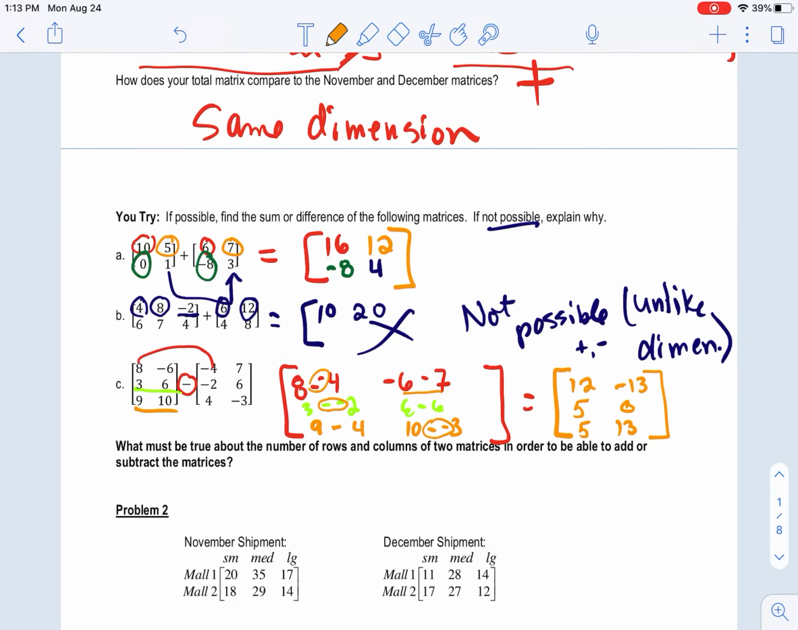What must be true for the number of rows and columns in order to add or subtract? They have to be exactly the same. Okay?